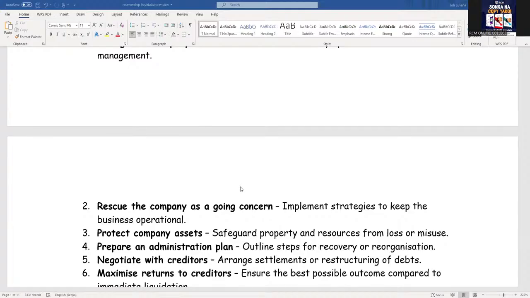It continues to exist for the overall benefit of all the stakeholders, among them creditors because they can be repaid, and employees because they can continue working in the company. Protect or safeguard the company assets for the benefit of the creditors. Prepare an administration plan, outlining steps for recovery, reorganization or restructuring of the company. Negotiate with creditors, for example enter into schemes of arrangement, restructure, or make arrangements regarding their repayment. Maximize returns to creditors.